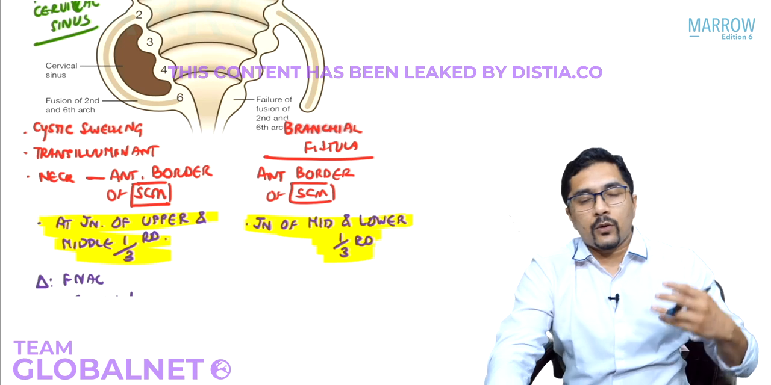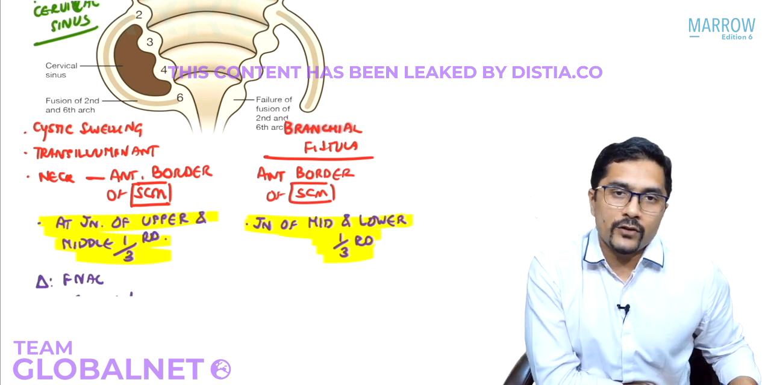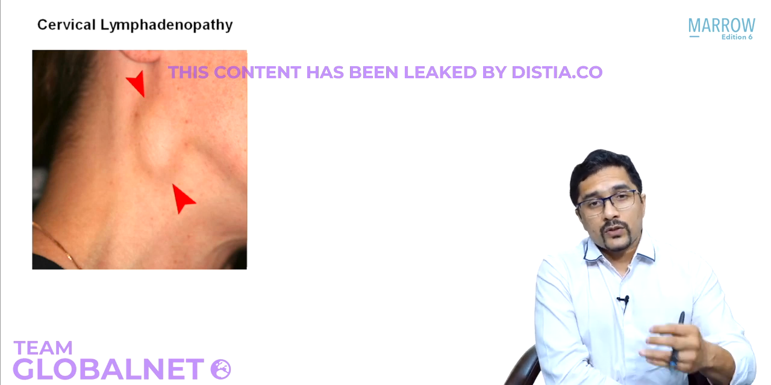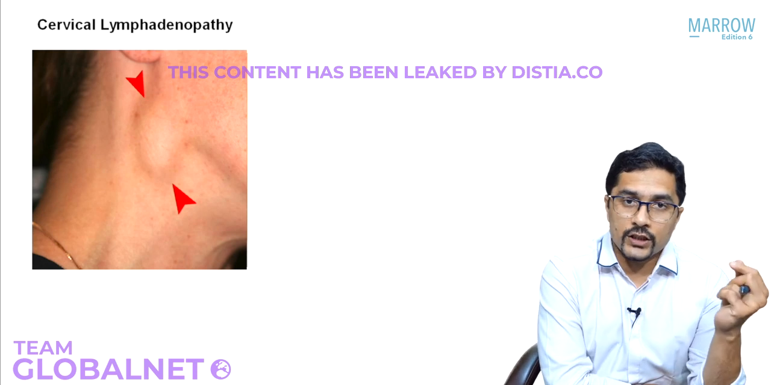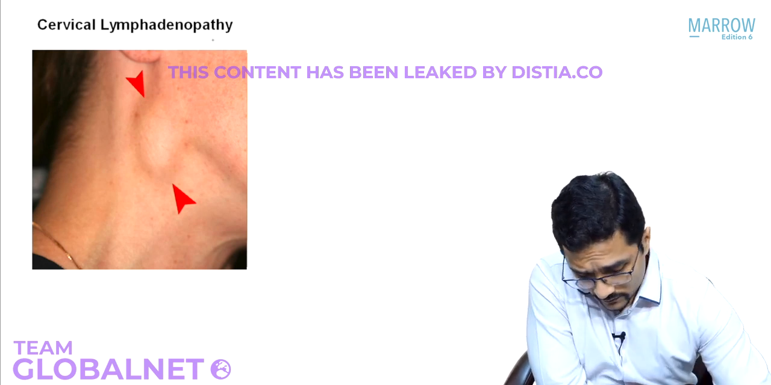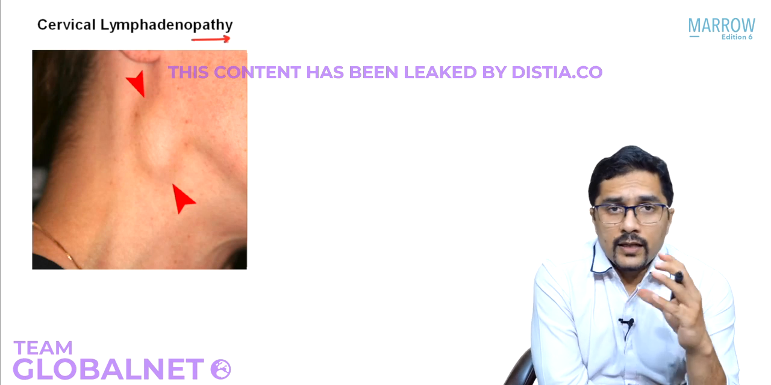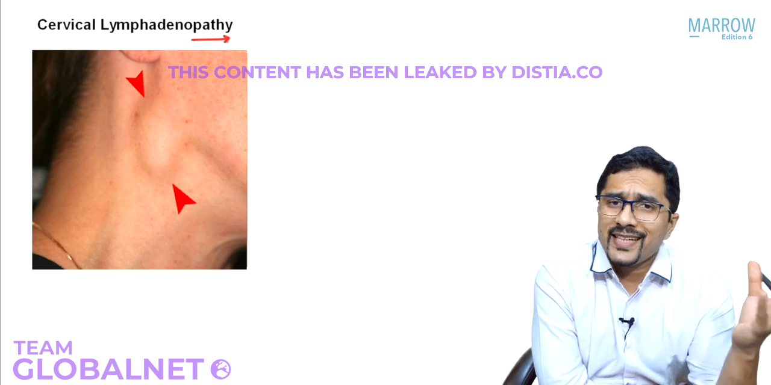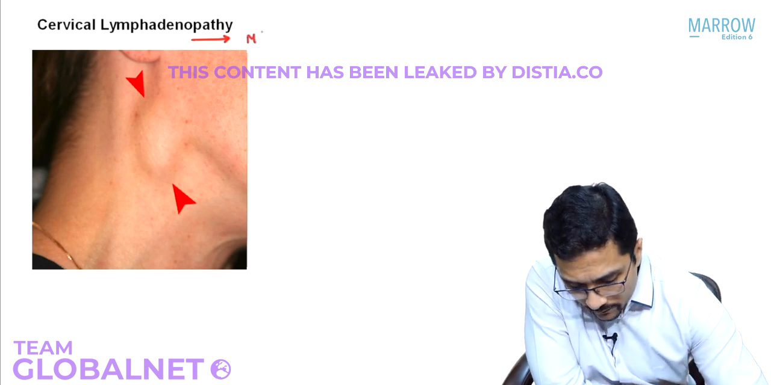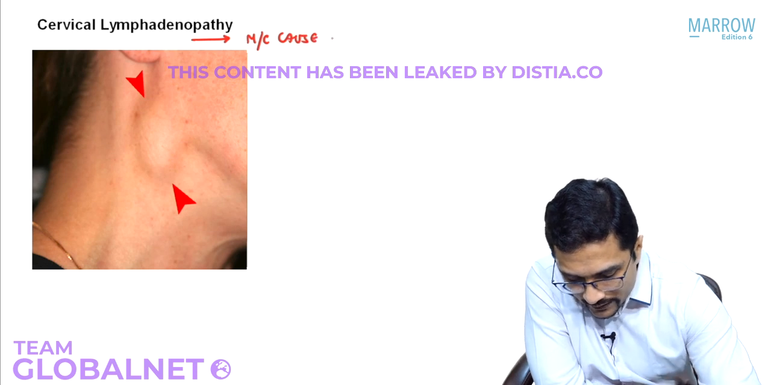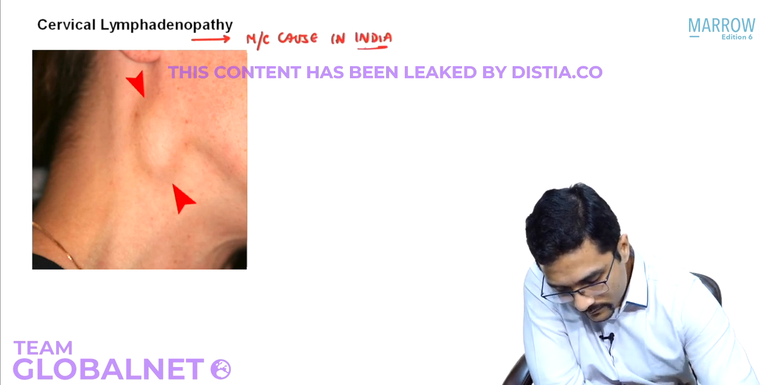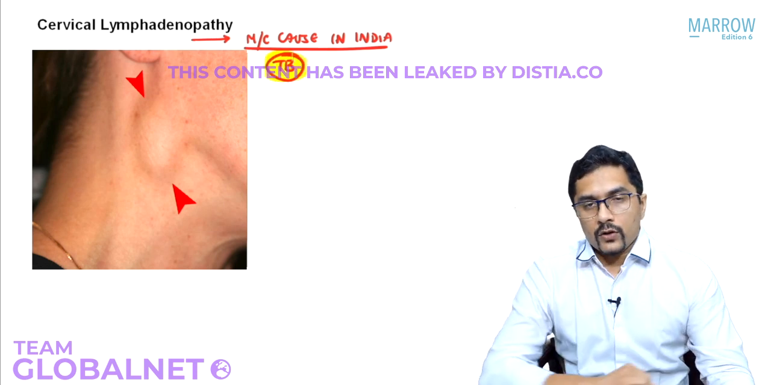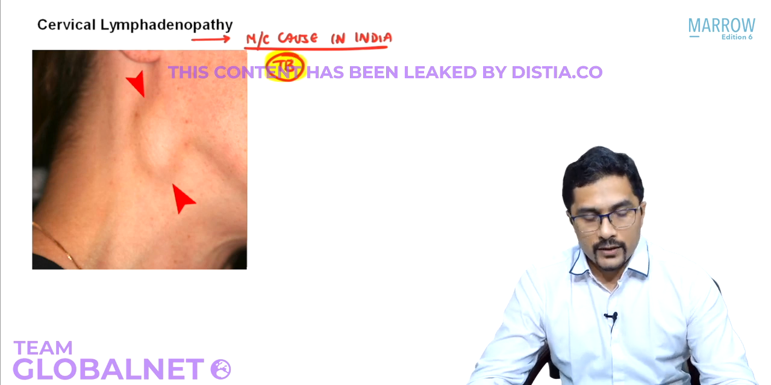One final swelling which I want to cover in the head and neck region, which is very important for your exam, is cervical lymphadenopathy. It is also a very common short case which you get in your college exams. The levels of cervical lymph nodes I have covered in the oral cancer module. So you can see the levels there. The most common cause of cervical lymphadenopathy in India is tuberculosis. So we are going to talk about tubercular cervical lymphadenopathy.